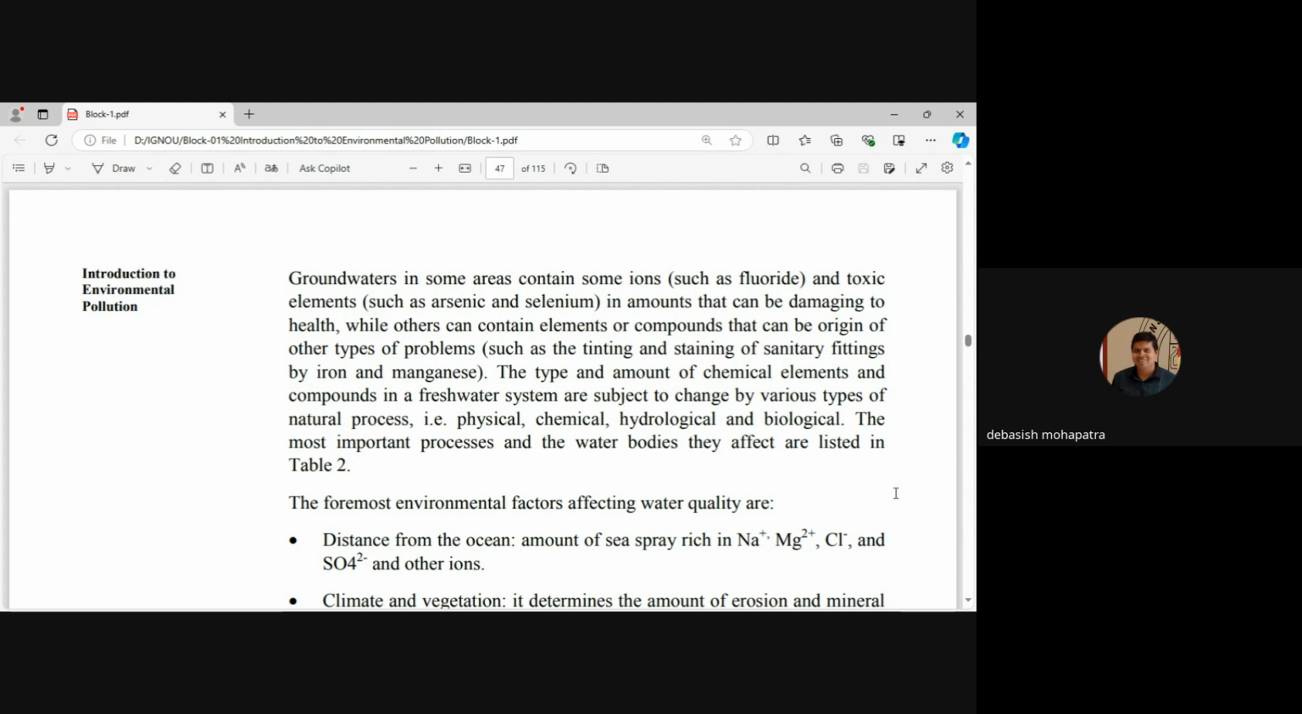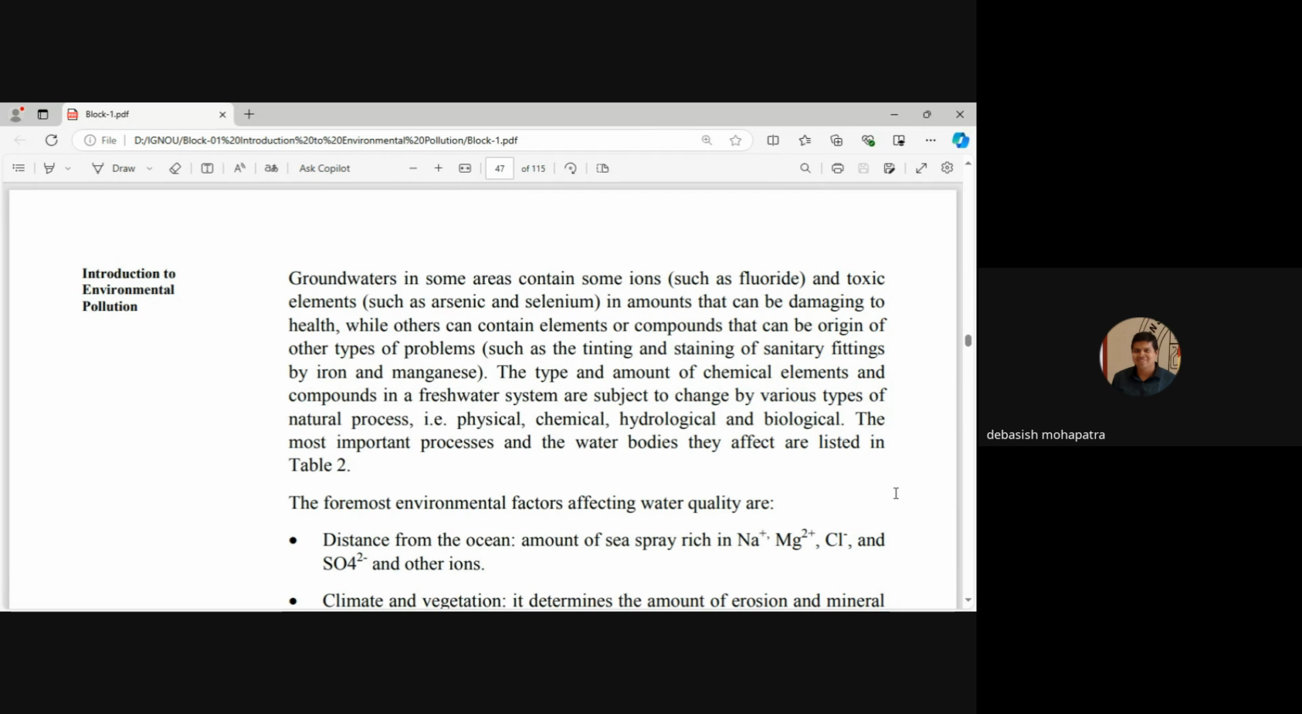Groundwater in some areas contains ions such as fluoride and toxic elements such as arsenic and selenium in amounts that can be damaging to health, while others contain elements or compounds that can be the origin of other types of problems, such as tinting and staining of sanitary fittings by iron and manganese. The type and amount of chemical elements and compounds in a freshwater system are subject to change by various types of natural processes, that is physical, chemical, hydrological and biological.